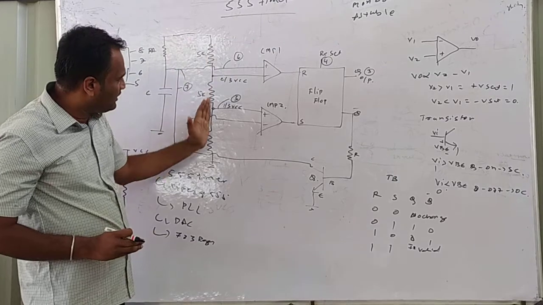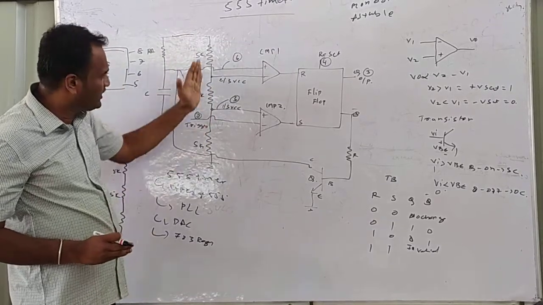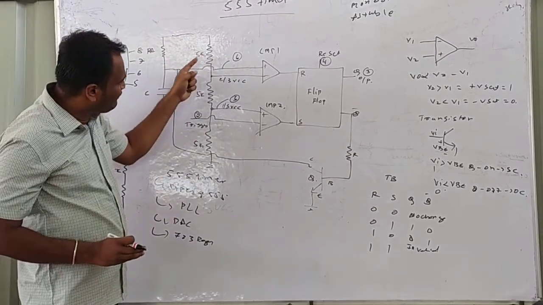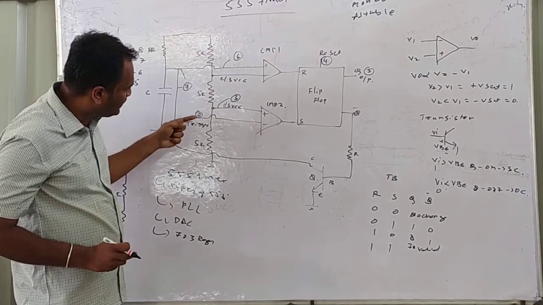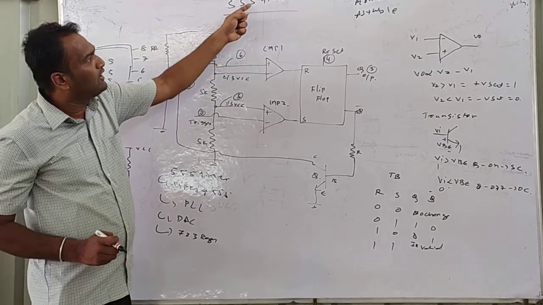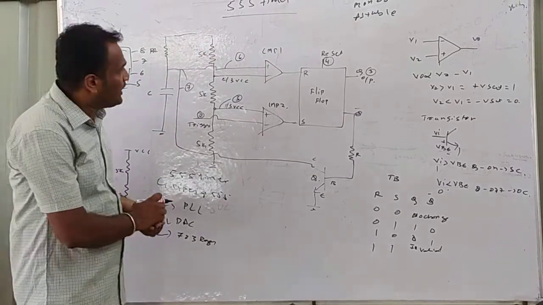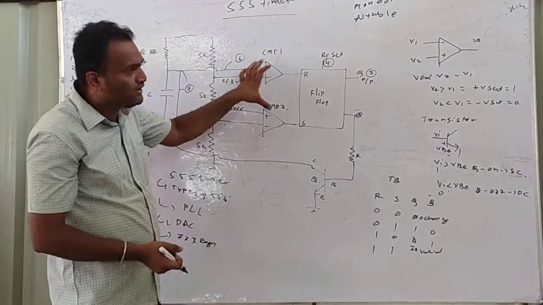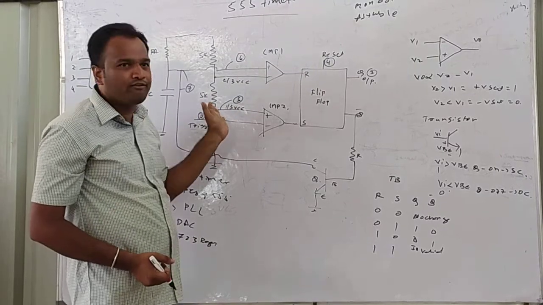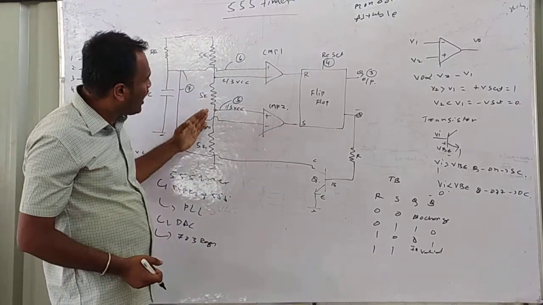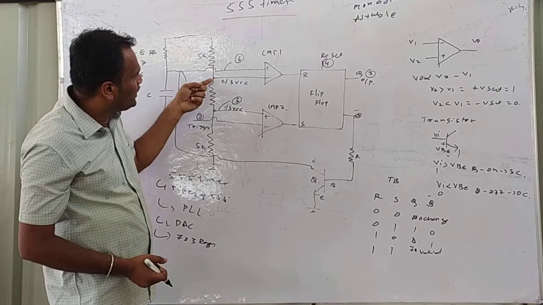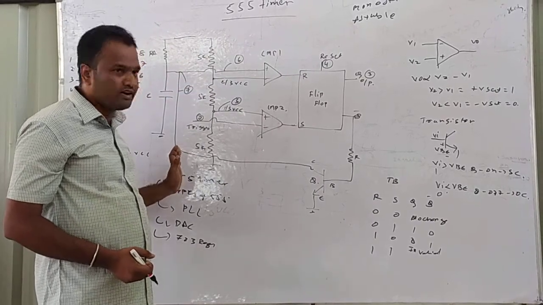Then we will find a voltage divider network. This is a voltage divider network. It contains 3 5K resistors: first one, second one, third one. That's why it is called the 555 timer. Then in the next stage, it contains 2 comparators. We will see the function of the comparators. We will see how to generate internal voltage from this voltage divider network later.